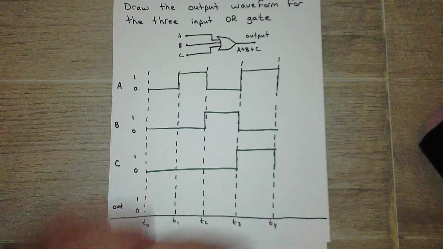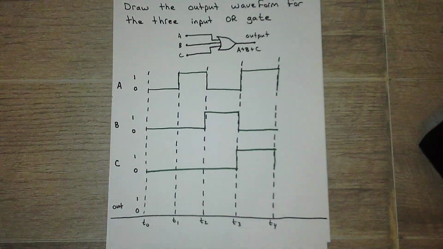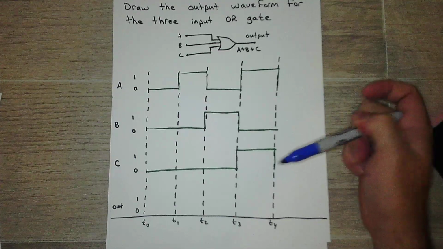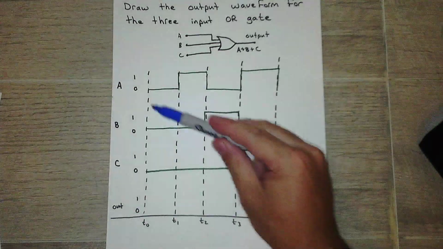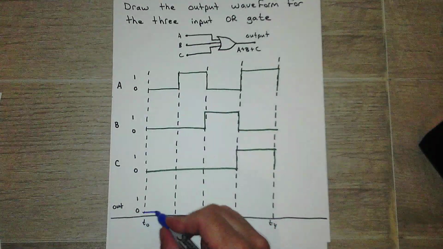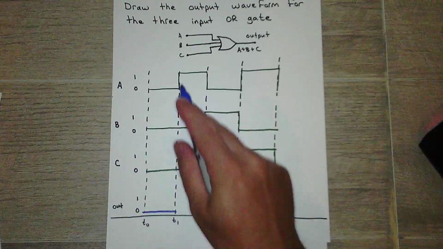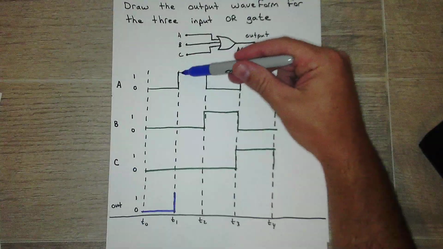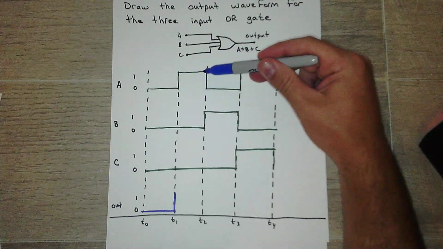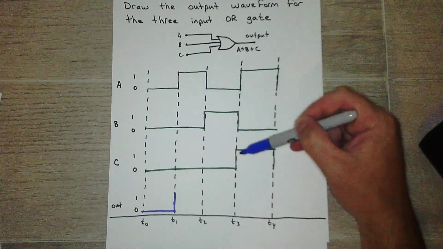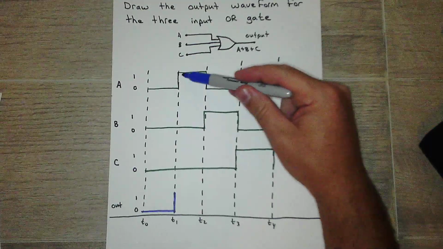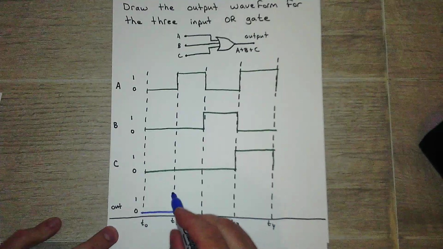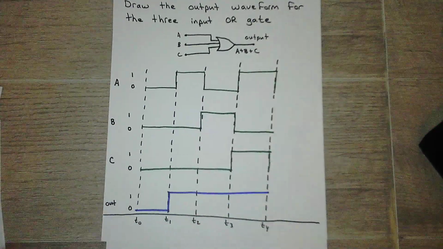You had to draw the output waveform for a 3-input OR gate. As long as A, B, or C is on, then the output's on. Here they're all off, so this is off. Off, off, A switches on, so the output will switch on. In this time frame, A is on, in this time frame B is on, and in this time frame C is on. So from here to the end, at least one of the inputs is on, so the output will be on for the rest of the time.